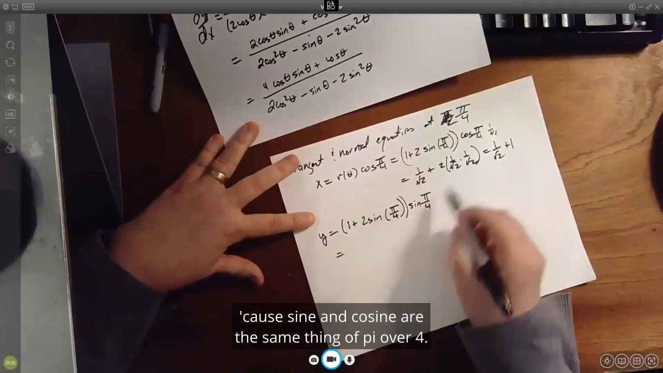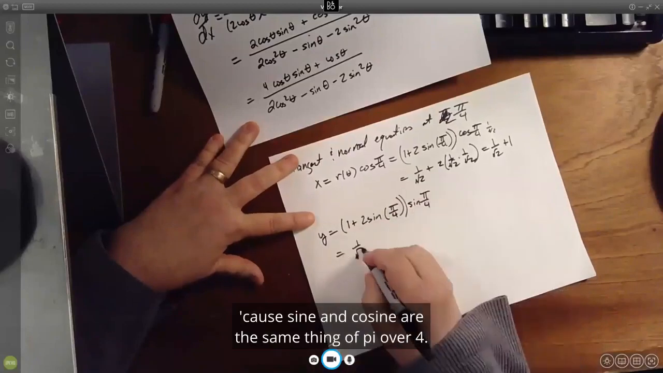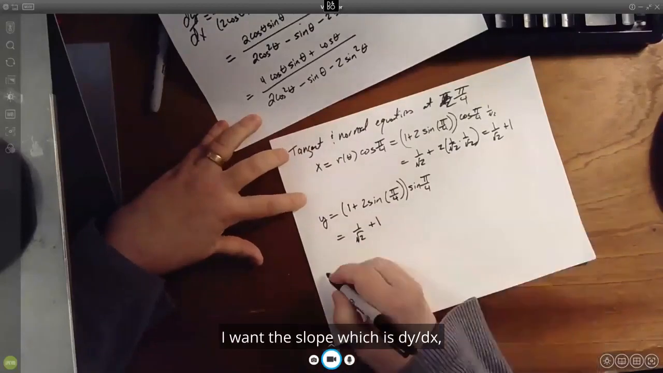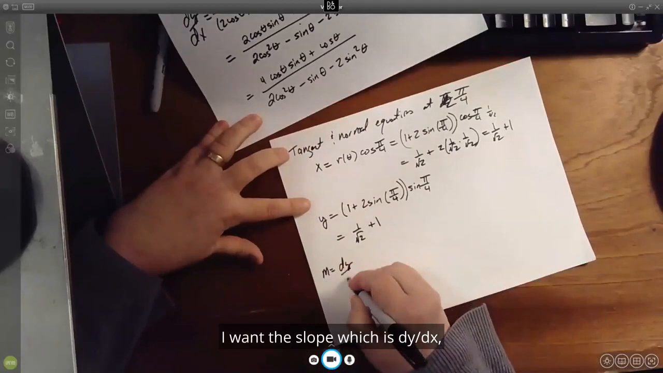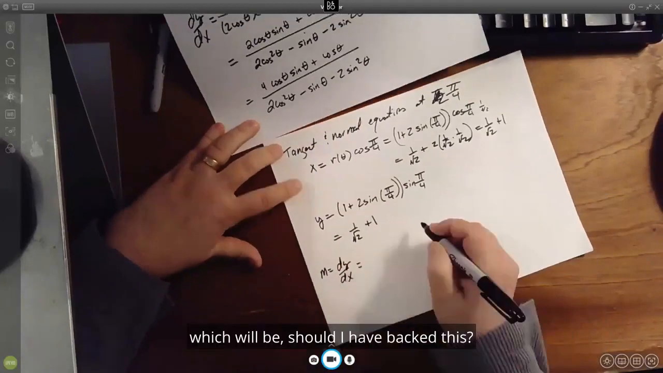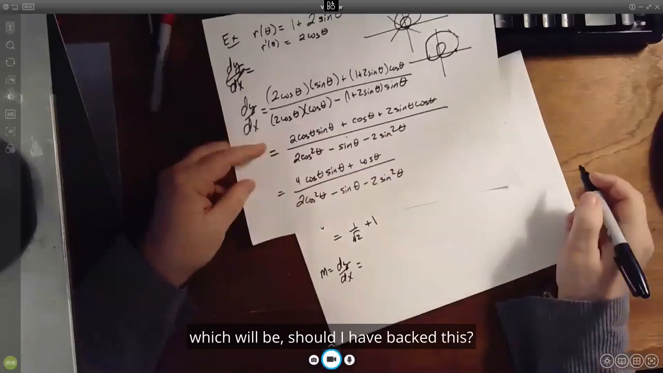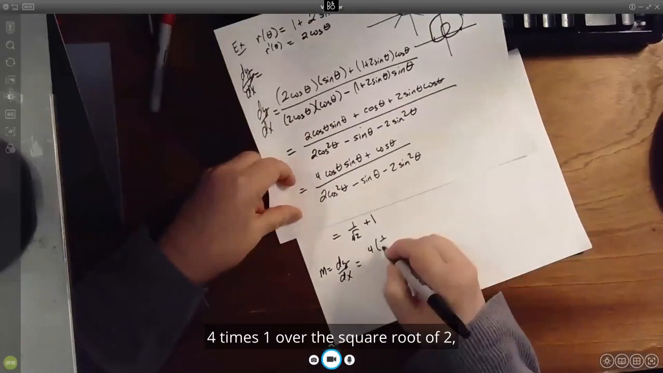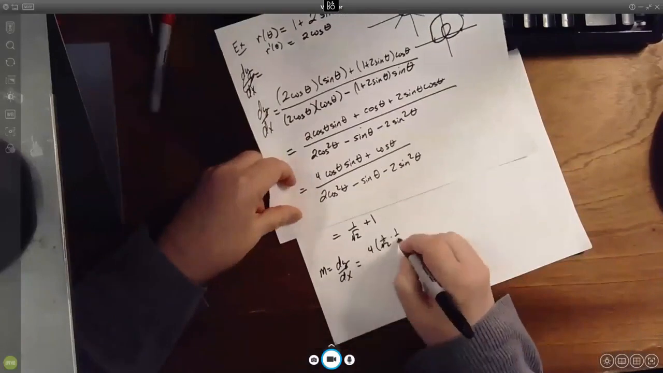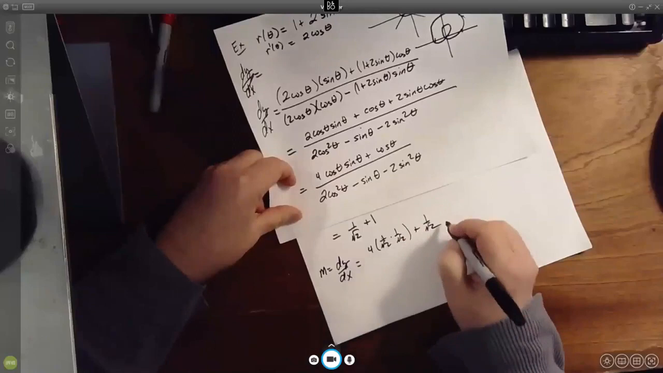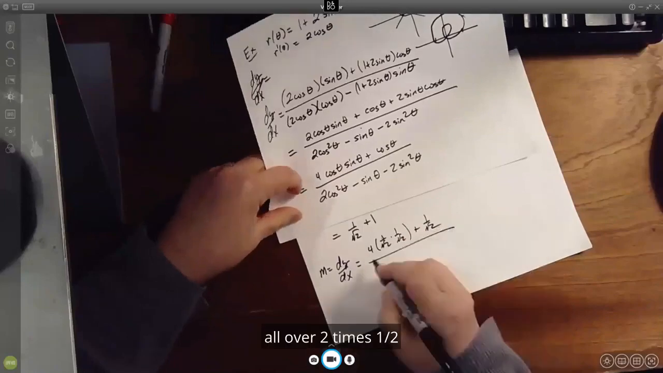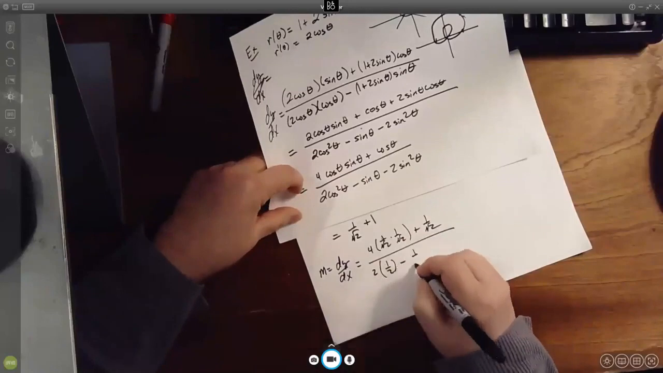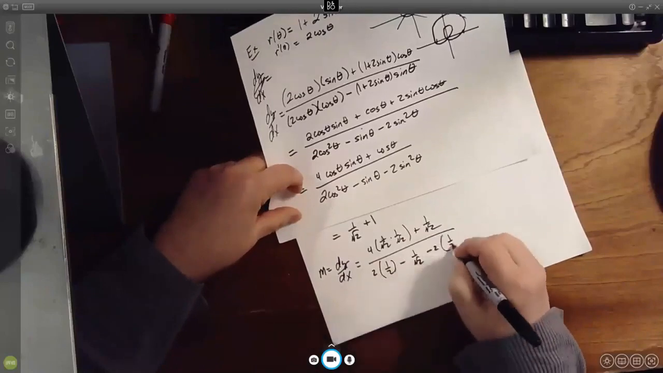Because sine and cosine are the same thing of pi over 4. So I have my points, as ugly as they are. I want the slope, which is dy/dx, which will be 4 times 1 over the square root of 2, times 1 over the square root of 2, plus 1 over the square root of 2, all over 2 times 1/2 minus 1 over the square root of 2 minus 2 times 1/2.